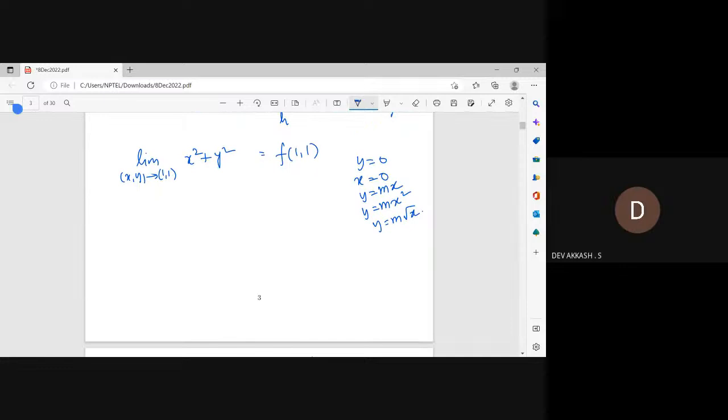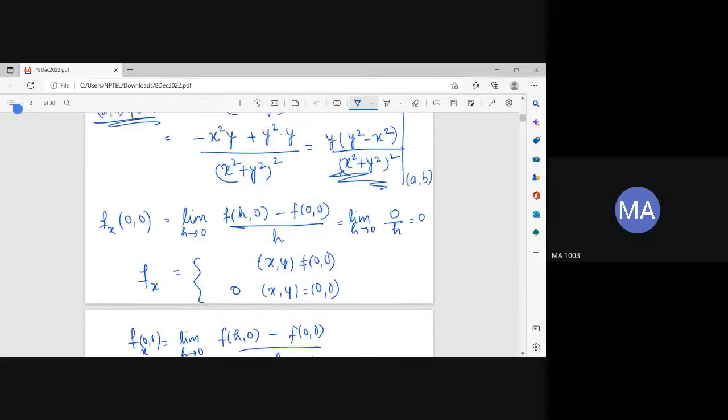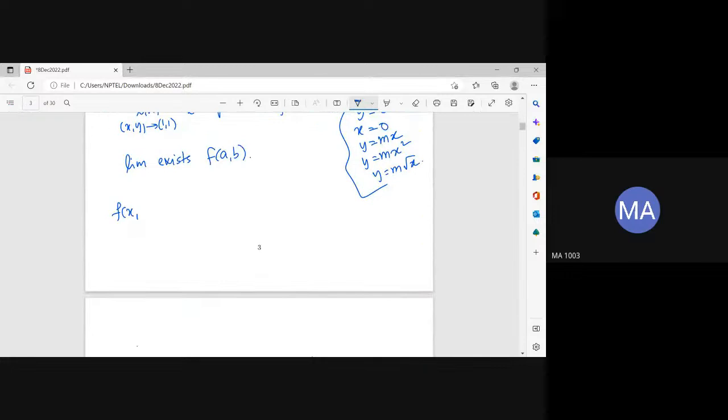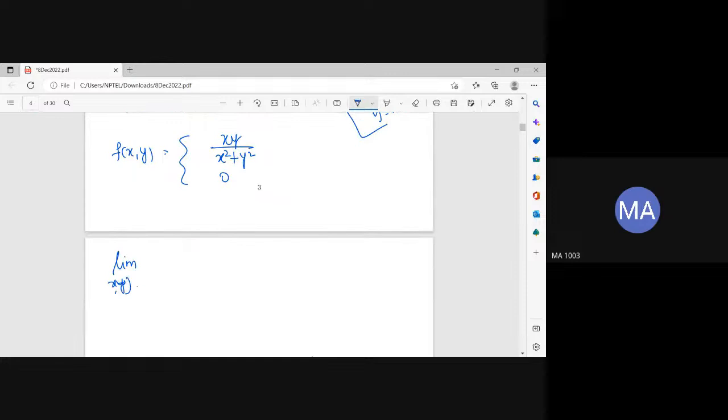Yes, so for continuity, basically you have to evaluate the limit. If the limit itself does not exist, then it is not going to be continuous. If the limit exists and it is equal to f(a, b), then the function is continuous at that point, right? Like for example, this function is not continuous at zero. Is there any problem if the point we are considering is away from zero? So what is my f(x, y)? It is xy by x squared plus y squared, and then zero at the origin. Does the limit as (x, y) goes to (1/2, 1/2) exist or not?